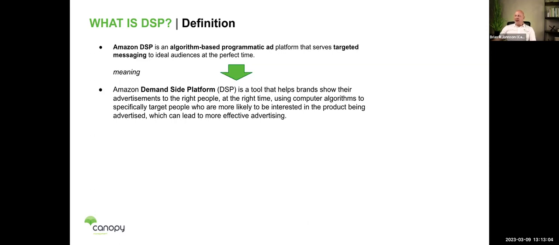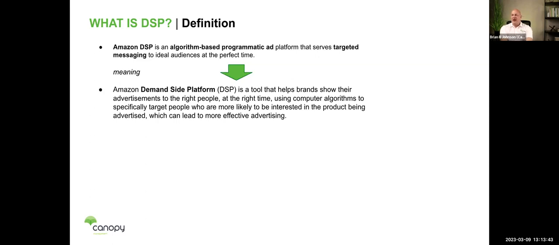Now, the way that Amazon describes this is it's an algorithm-based programmatic ad platform that serves targeted messaging to ideal audiences at the perfect time. Sufficiently vague to not really know what that means. If you're familiar with native Amazon PPC advertising, such as sponsored products, sponsored brands, sponsored display, then I'm going to compare and contrast those a little bit so you can understand, okay, where do these fit together? Where does DSP actually get preference, get priority as far as showing ads? Something you should know if you think that native PPC advertising is the 100% solve.